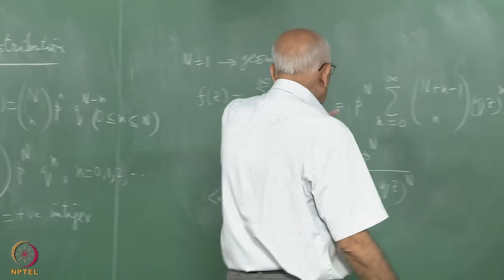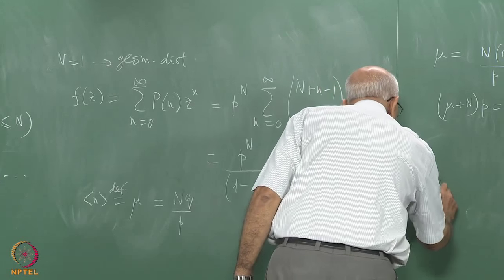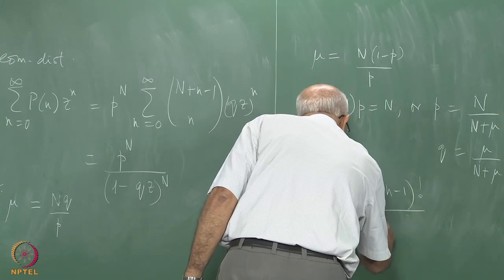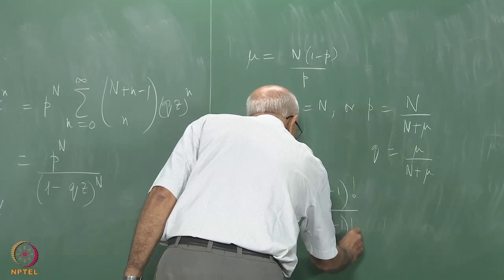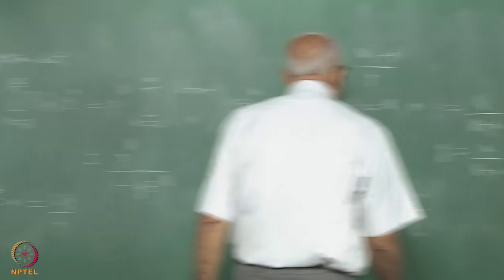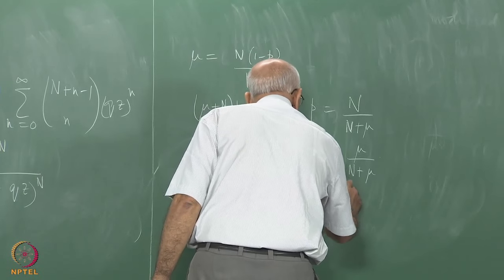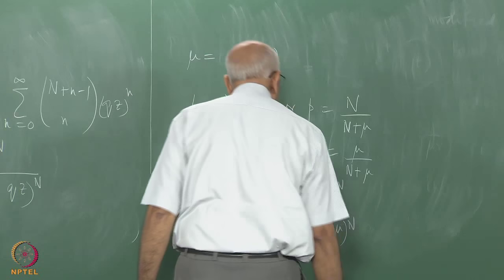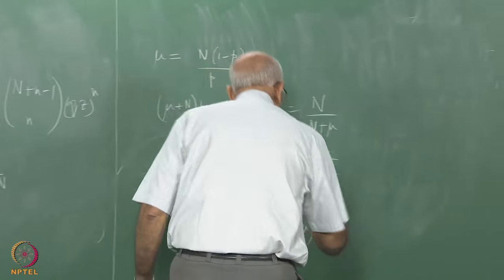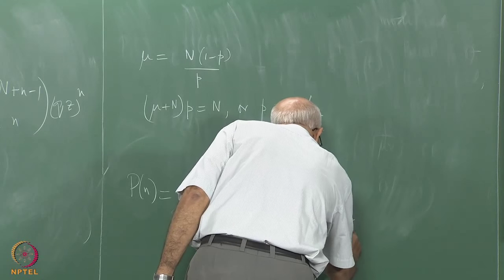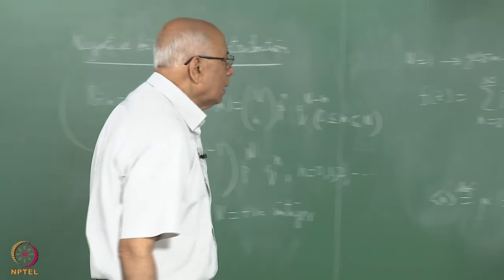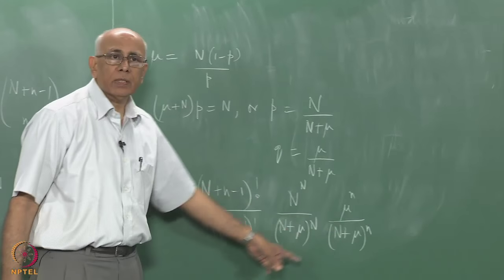Then if I put that into the distribution, p of n equal to n plus n minus 1 factorial divided by n factorial n minus 1 factorial, that is the combinatorial part, and then a p to the capital N, that is n to the power n over n plus mu to the power n, and q to the power little n, that is mu to the power n over n plus mu to the power n. That is what this two parameter distribution looks like in terms of n and mu. Instead of p and q, I got rid of p and use mu instead. You have this expression here.